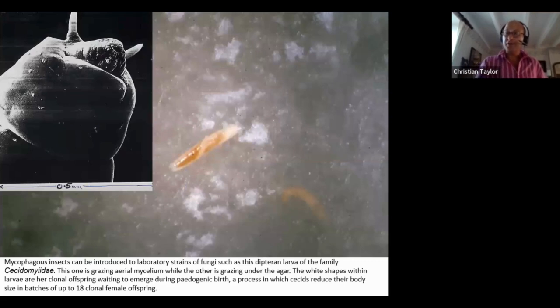And you can also then introduce the insects. So this is a kind of mugshot, top left, of the head of a cecid larva. Cecids are a group of flies, in the dipteran group, which are obligate mycovores. So they only eat mycelia, and that's their primary food source. And they have a tiny little mouth part which is superbly adapted to strafe along individual hyphal threads and start sucking out the protoplasm. So they are really very well adapted for grazing on mycelium.